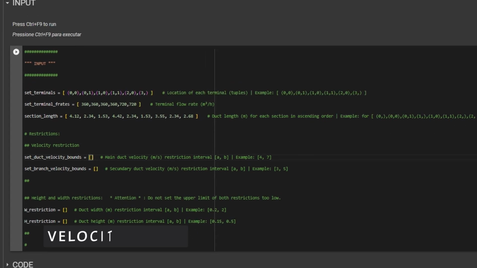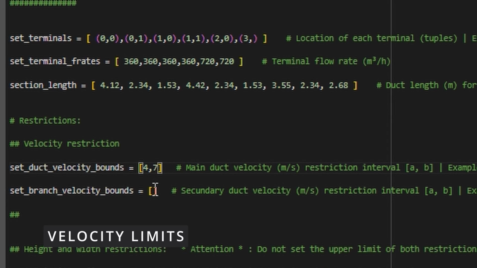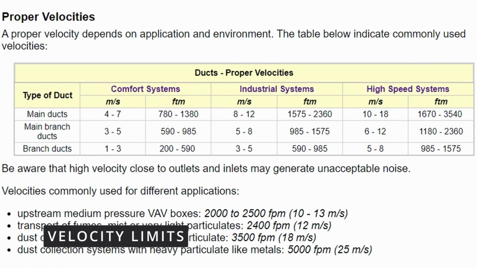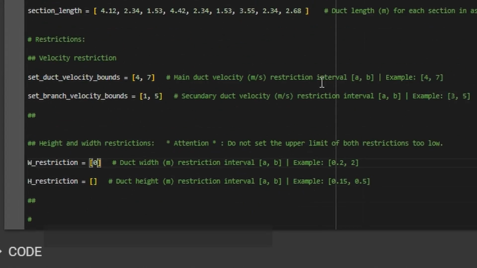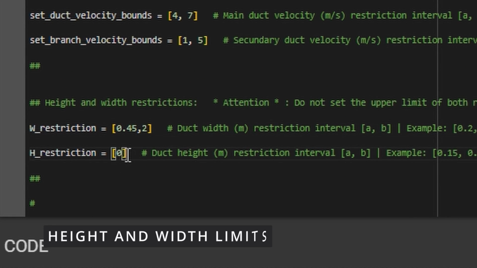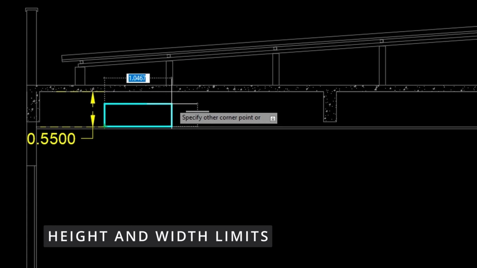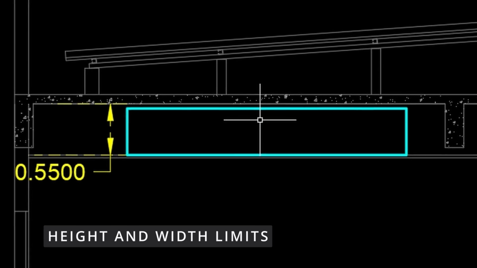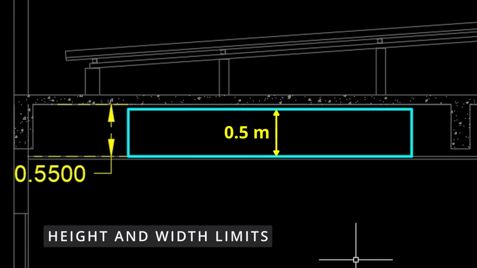The second parameter concerns velocity limits. According to the engineering toolbox, commonly used limits are 4 to 7 meters per second for main ducts and 3 to 5 meters per second for secondary ducts. The third and final parameter involves the height and width limits of the ducts. The maximum height limit depends on the availability of space in the ceiling for duct installation. In this example, we have a maximum limit of 0.5 meters.